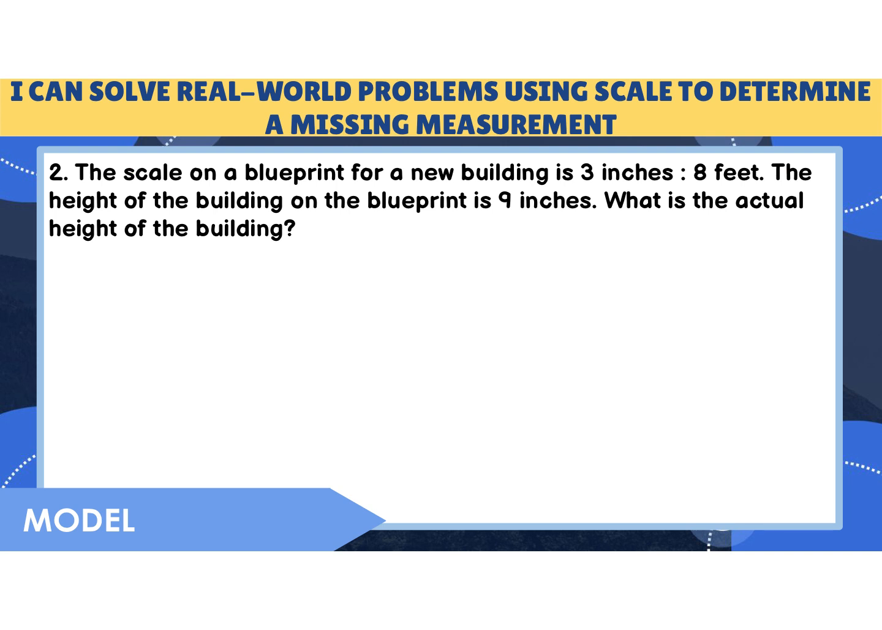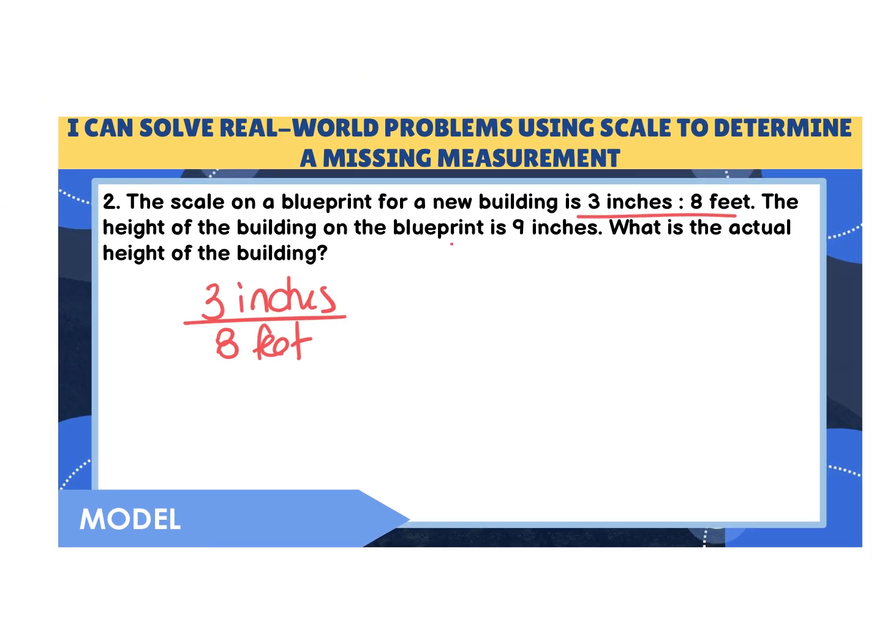So question number 2 says a scale on a blueprint for a new building is 3 inches to 8 feet. Before I keep reading, I know that's my scale, I'm going to write it as a fraction. 3 inches over 8 feet. The height of the building on the blueprint is 9 inches. What is the actual height of the building? Well, if inches is on top, inches is going to stay on top. If feet is on bottom, feet's going to stay on bottom.